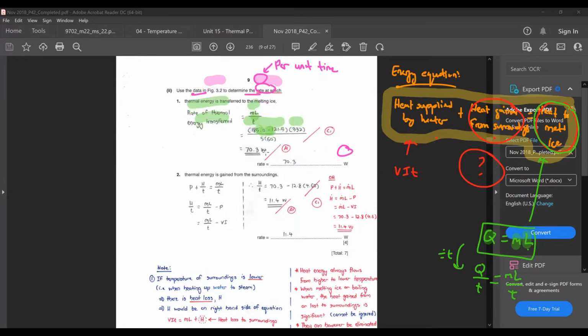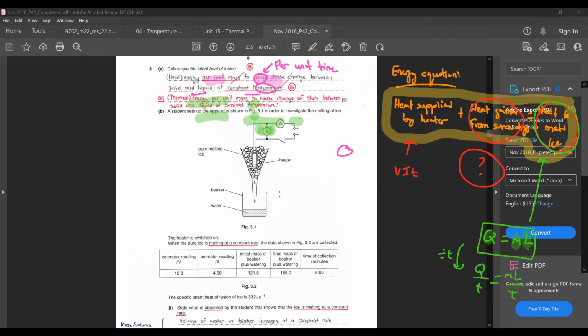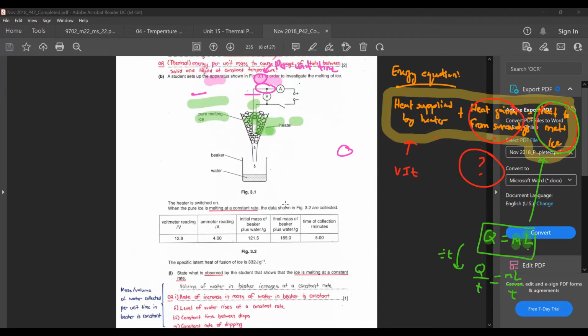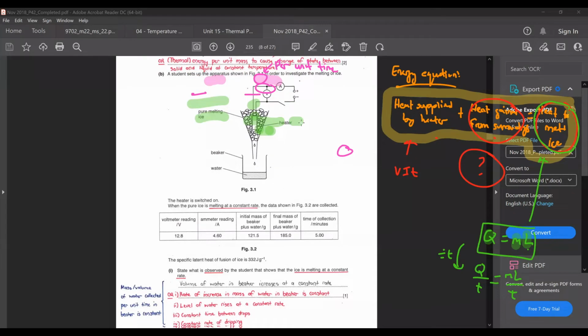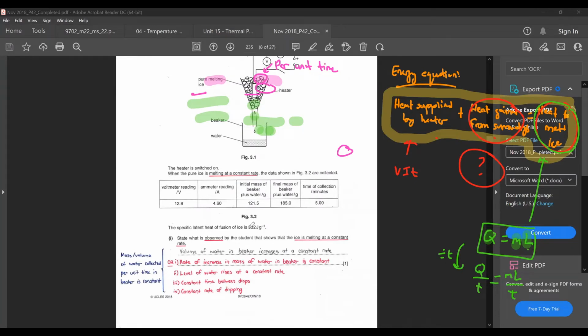Okay. Your specific latent heat, I think they gave it to you somewhere. Wait, let me see where it is. Yeah, they already gave you the specific latent heat as 332 joules per gram.